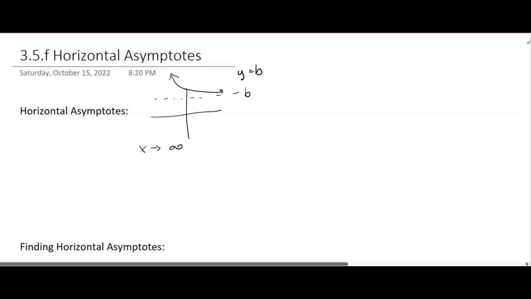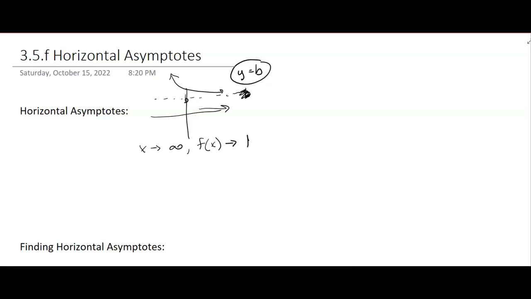Sorry, I left it out. So say you have a horizontal asymptote at b, not negative b, but like this is b. That looks funny there. Okay. Anyway, the equation of the horizontal asymptote is y equals b. So as x approaches infinity, as it's going this way, then f of x is approaching b.